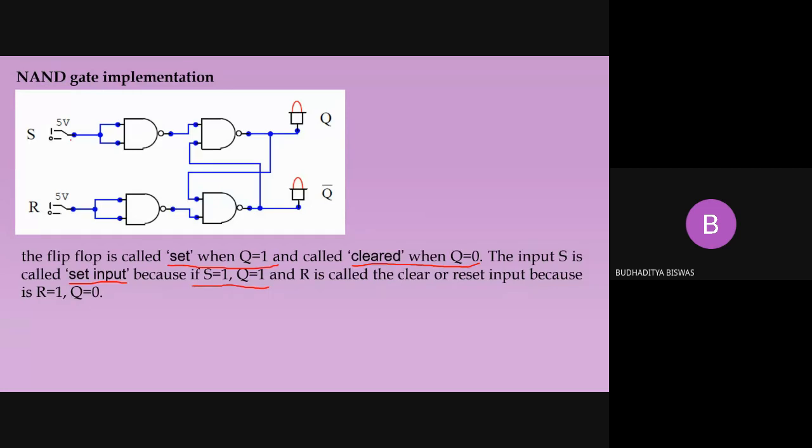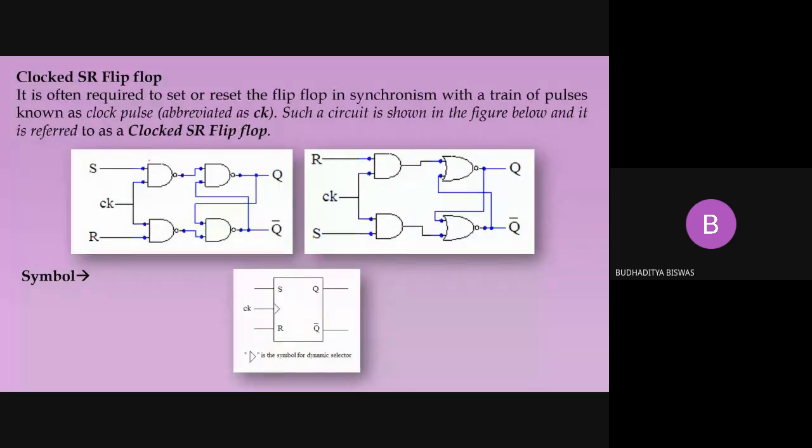So you see, in this circuit only gates are used. No clock pulse is used here. That means this is not called the flip-flop. This is called the RS latch. And this one is called the RS flip-flop, because you see in this figure, CK is used. What is the meaning of CK? CK means the clock pulse. So that's why it is called the flip-flop.